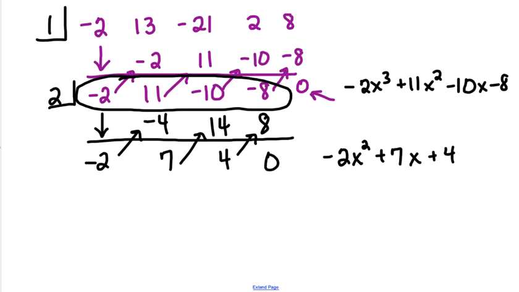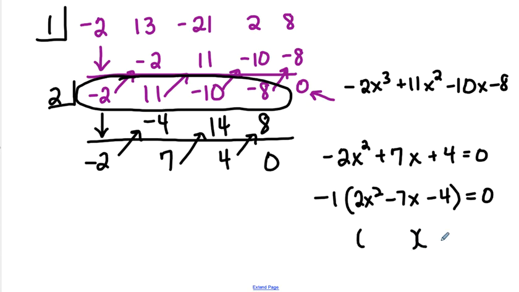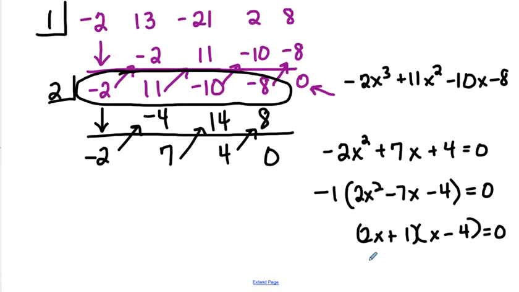Okay, so I'm going to see if that's factorable, but first I'm going to pull out a negative 1, and I'll set it equal to 0, that's going to give me 2x squared minus 7x minus 4 equals 0. And let's see if this is factorable. So we got a 2x and an x, and a 4 and a 1. That's going to give me an outer term of 8 and an inner term of 1, so that actually works. And I can set each factor equal to 0, so 2x plus 1 equals 0, so x equals negative 1/2, and x minus 4 equals 0, so x equals 4.